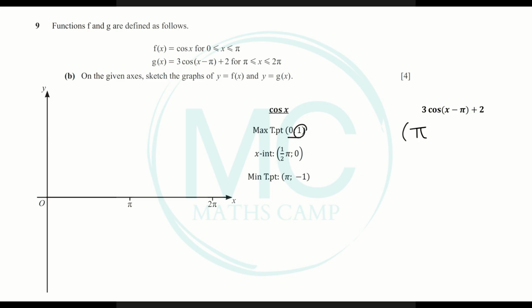G of x has been stretched by a scale factor of 3. 1 multiplied by 3 is 3. Then it shifted 2 units upwards. 3 plus 2 gives us 5.